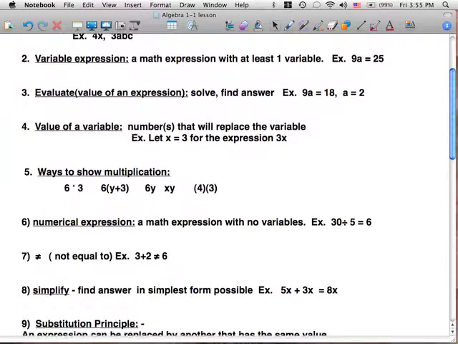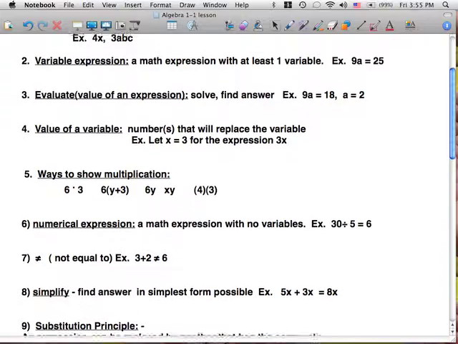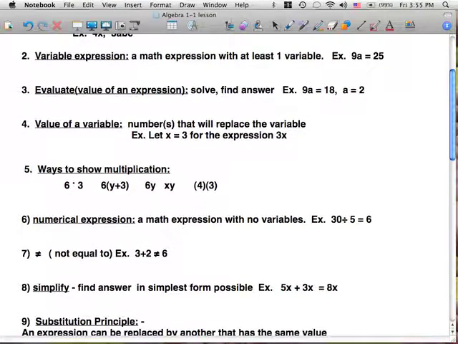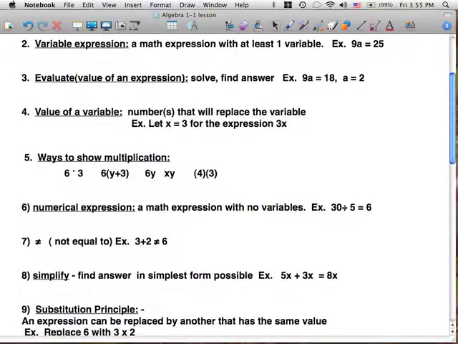In algebra, we have to have other ways of showing multiplication besides the times sign, since the x looks like the variable x. So instead of using x, if I wanted to show 6 times 3 in algebra, I could use a dot. I can also use pairs of parentheses. For example, 6 times the quantity y plus 3, that means 6 times the sum of y plus 3.